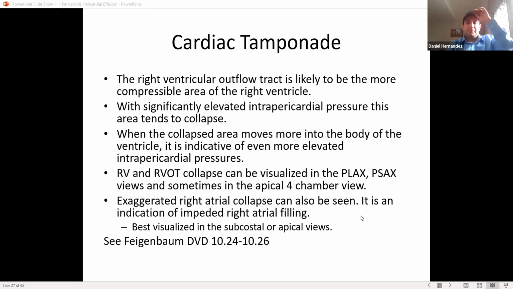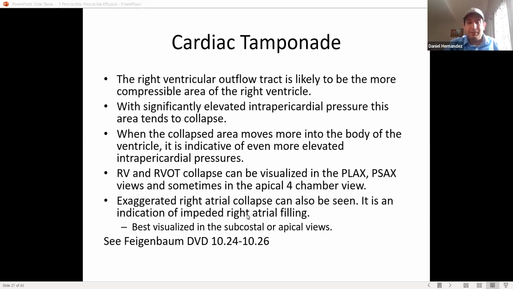Exaggerated right atrial collapse can also be seen, and this is an indication of impeded right atrial filling. So if we see right atrial collapse, this is going to be one of the first things that we're going to see, just because those right atrial pressures are lower. This is an indication that the filling of that right atrium is being impeded due to those elevated intrapericardial pressures. So this can be seen particularly with the right atria in our subcostal as well as our apical views.